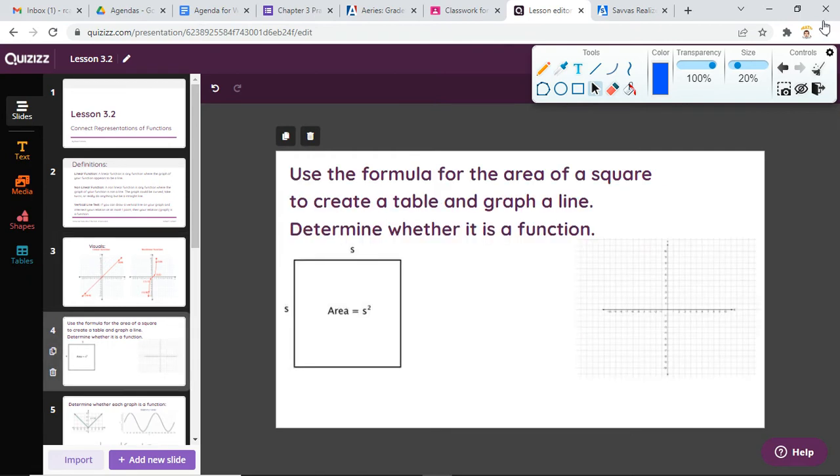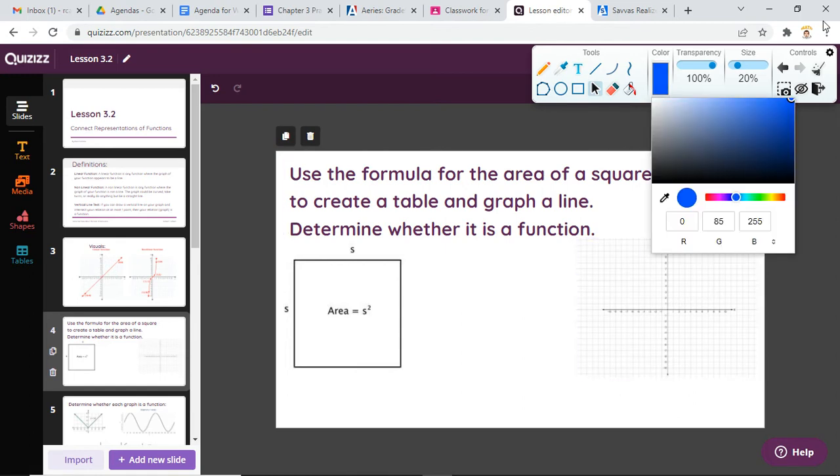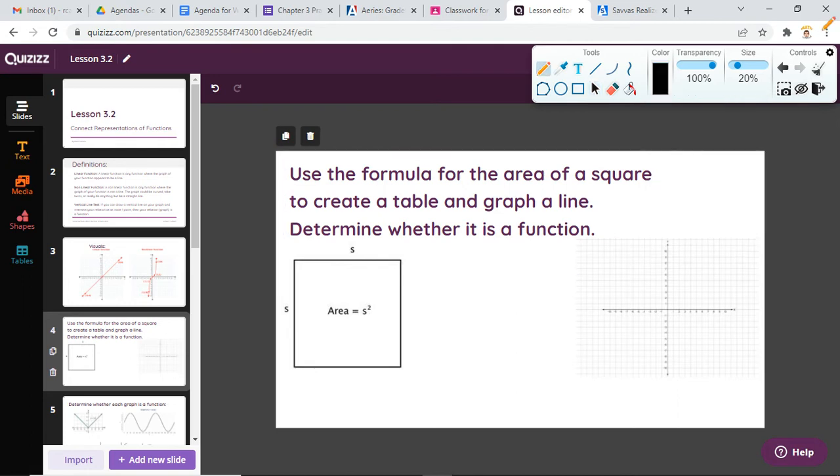Alrighty, let's keep going forward here. So we want to use the formula for the area of a square to create a table and then graph a line. And then we're going to determine whether or not it's a function. So the area of a square formula can be found by doing area is equal to side squared.